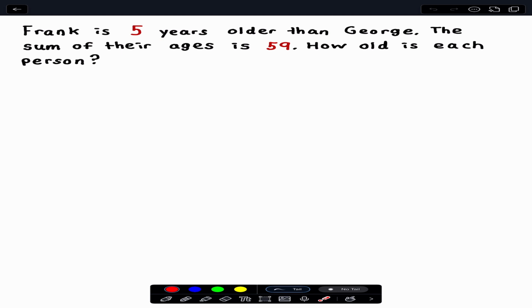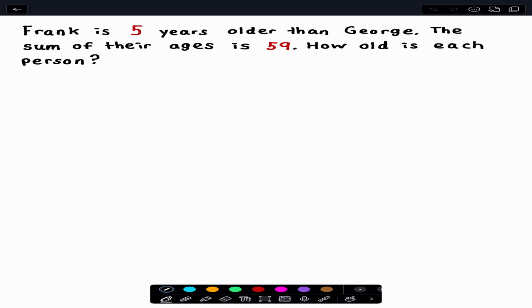So in this problem, we're given Frank is 5 years older than George. The sum of their ages is 59. How old is each person? So we need to find both of their ages. Let's do the 4-step method.